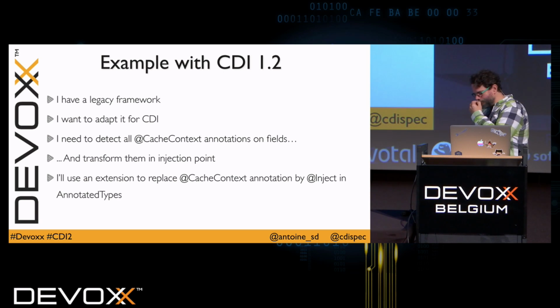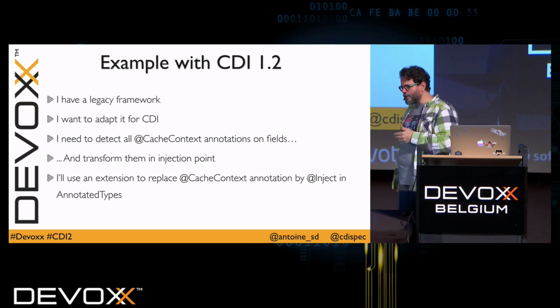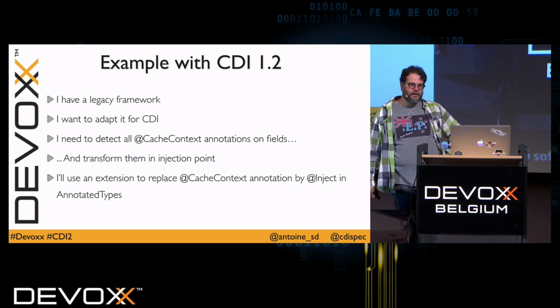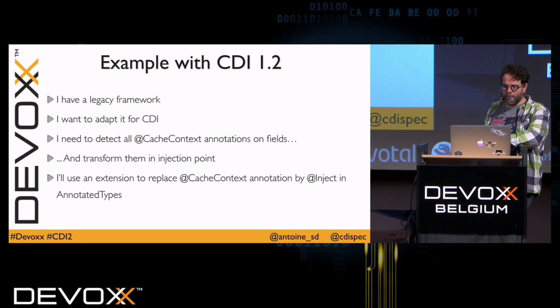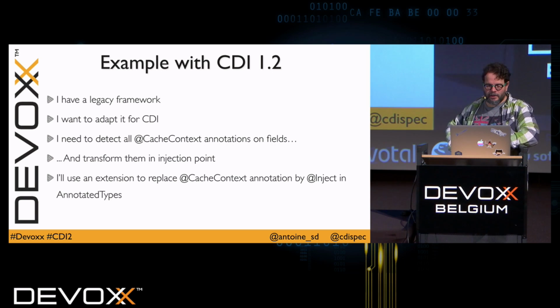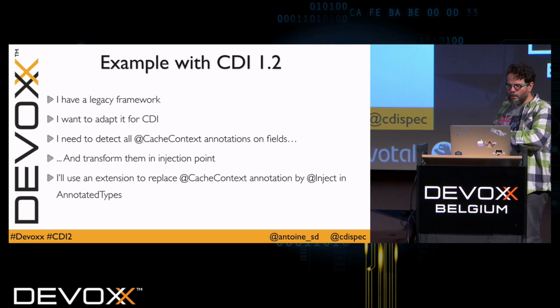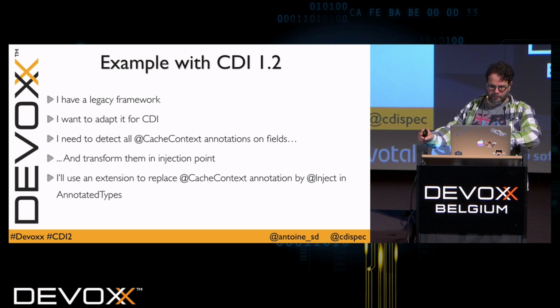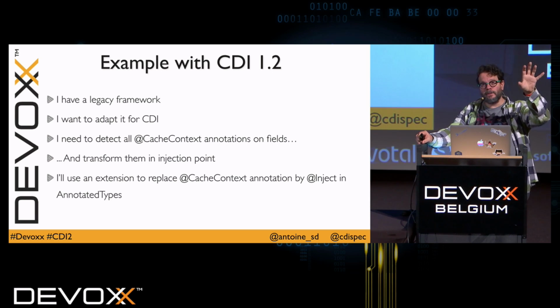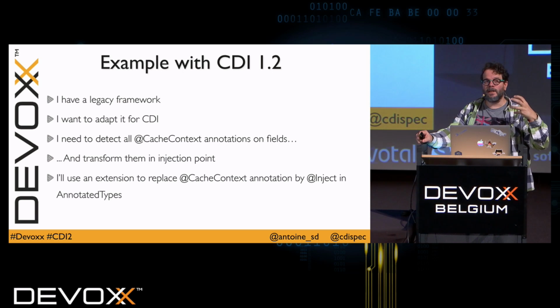So let's take an example. In CDI 1.2, let's suppose that I have a kind of legacy framework, and I want to adapt this framework to CDI. In this framework, I have a proprietary annotation called add_cache_context, and it can be applied on a field in my class. What I want to do with this CDI integration is transform the fields with the add_cache_context annotation into injection points. So put @Inject on them.